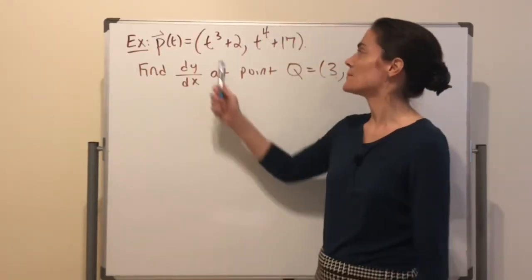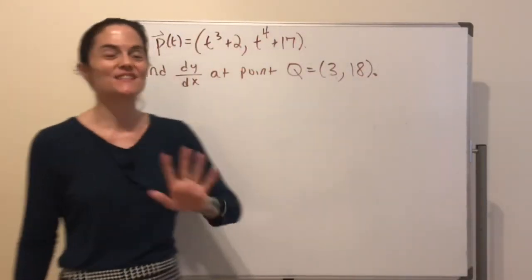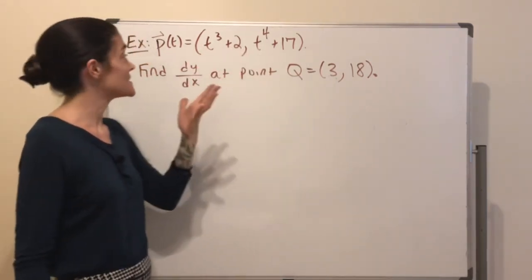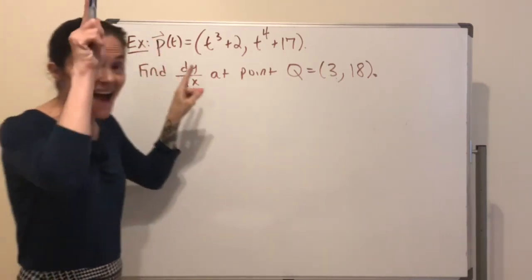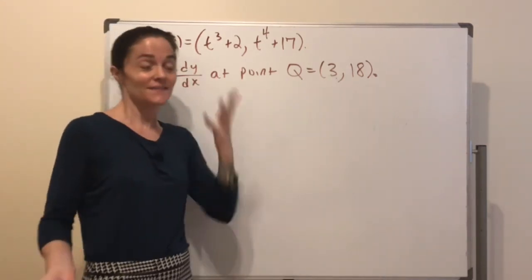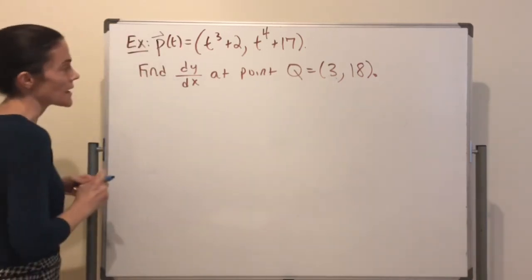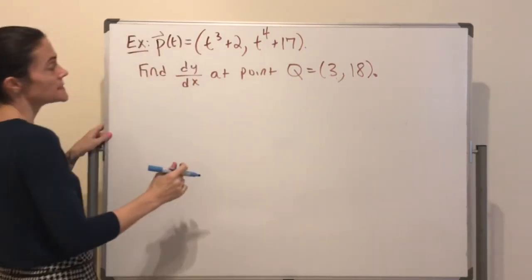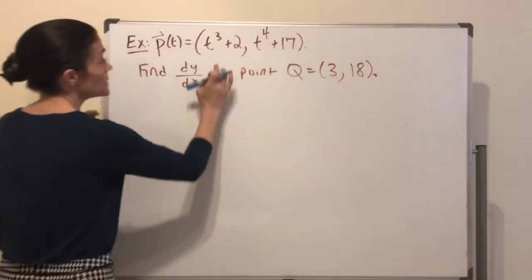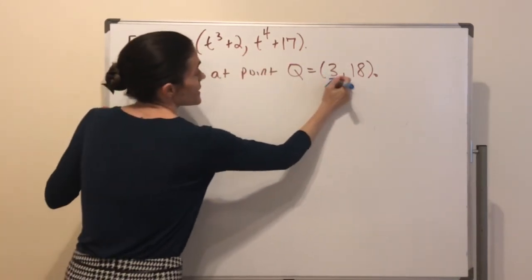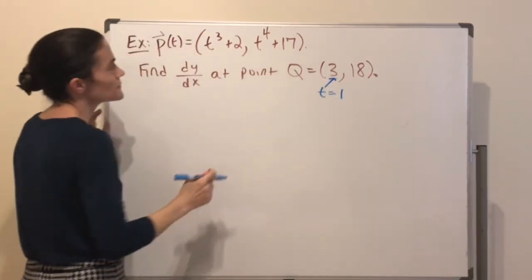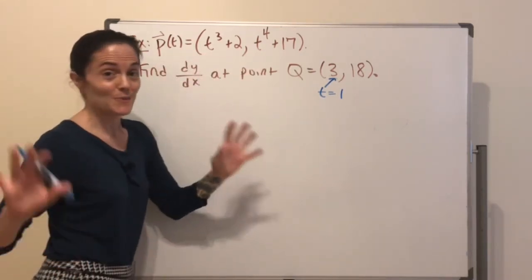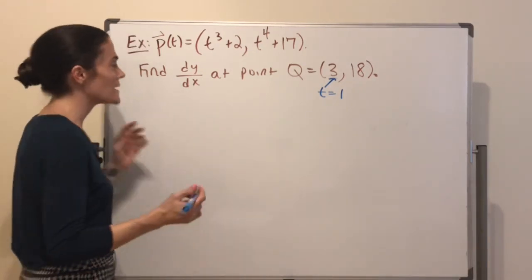Let's look at this example. We have p(t), this is in R2. It's t cubed plus 2, comma, t to the 4th plus 17. This hat you will often see on top of a vector, it's just notation. We want to find dy/dx at this point q, which is (3, 18). Just by inspection, we see that t equals 1, because we need t cubed and t to the 4th to both be 1. This says t equals 1.